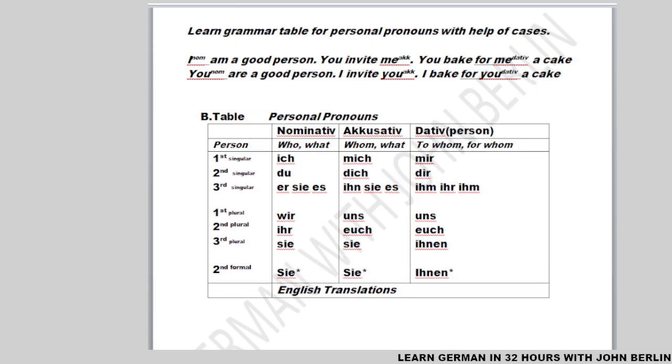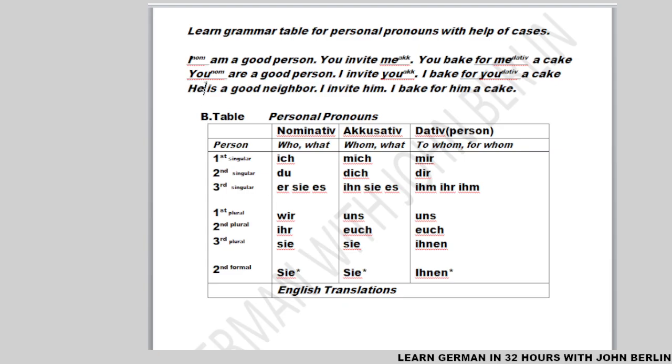Now moving forward, he is a good, let's call him a neighbor. I invite him and I bake for him a cake. Perfect. Now, the question is, who is a good neighbor? Yes, the answer is he, in German, er.